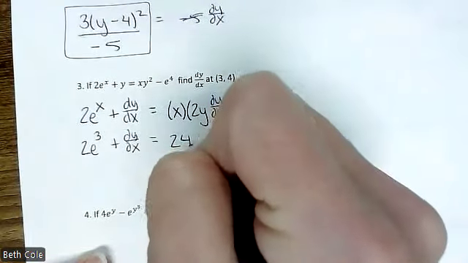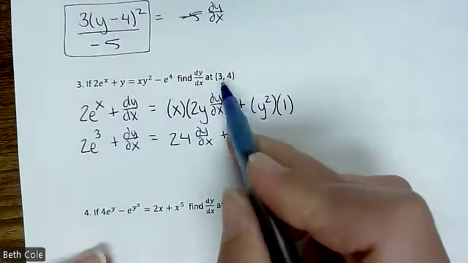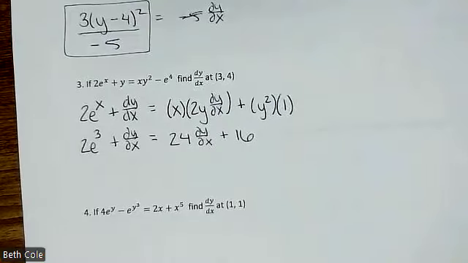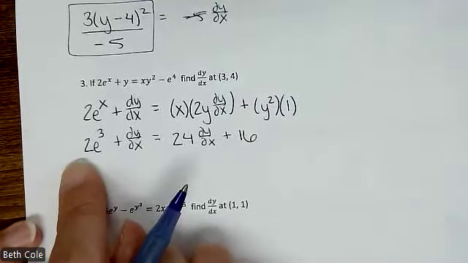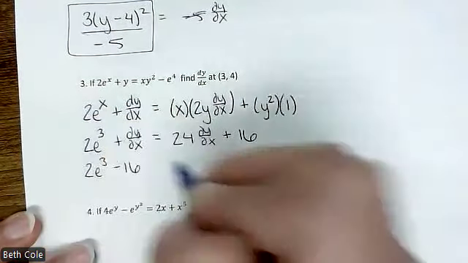Good, 24 dy/dx plus, plugging in 4 for y would be 16. I like to plug in the numbers first. Again, numbers are easier to use than variables. That's what I would do. And now it's algebra. I'm going to subtract over the 16. So it would be 2e cubed minus 16.